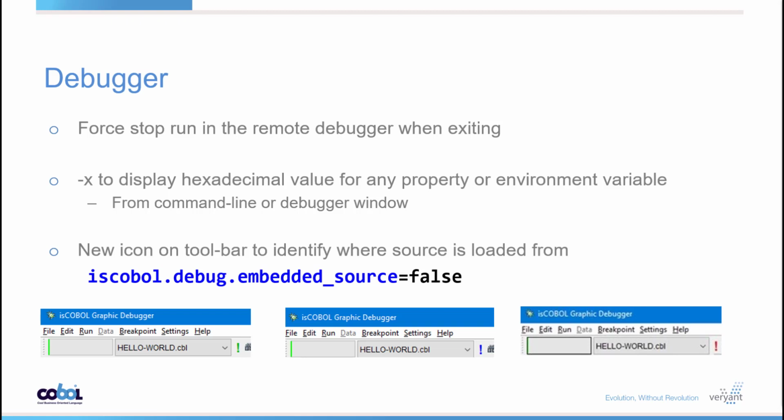Now you have control over which source code the debugger uses with the configuration variable debug embedded source. Now also you can tell where the debugger loaded the source code from by the color of an exclamation icon in the debugger window. For example, the first one, green, means you're debugging code embedded in the class. The second one, blue, means you're debugging code found in the current folder, and it has the same timestamp as the one in the class. There is also a red exclamation mark, which means you're debugging code found in the current folder, but it has a different timestamp than the one found in the class, suggesting you should recompile.